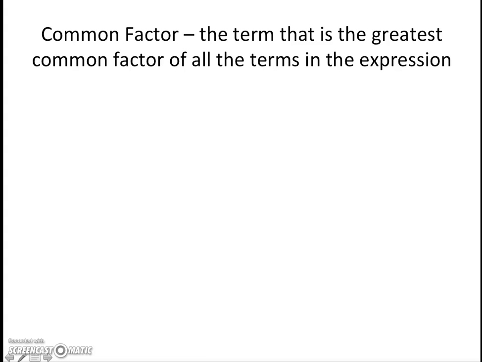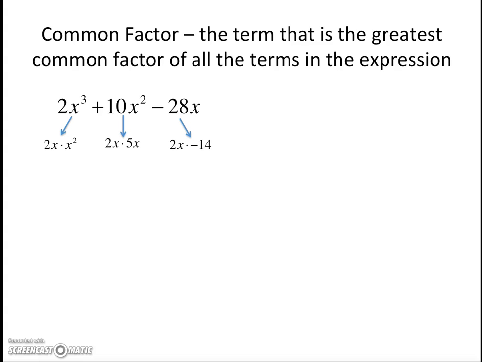A common factor is the term that is the greatest common factor of all the terms in the expression. For example, we have 2x cubed plus 10x squared minus 28x. The common factor for all three of these terms is 2x. So 2x goes into all of the terms. 2x times x squared gives me 2x cubed. 2x times 5x gives me 10x squared. 2x times negative 14 equals negative 28x.